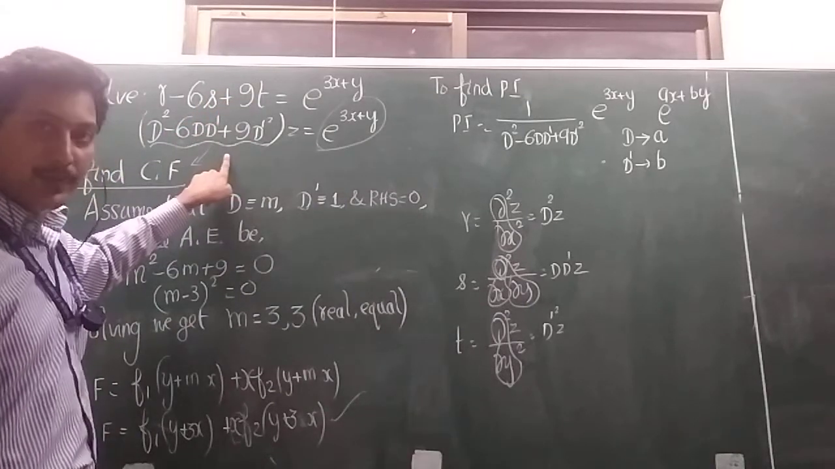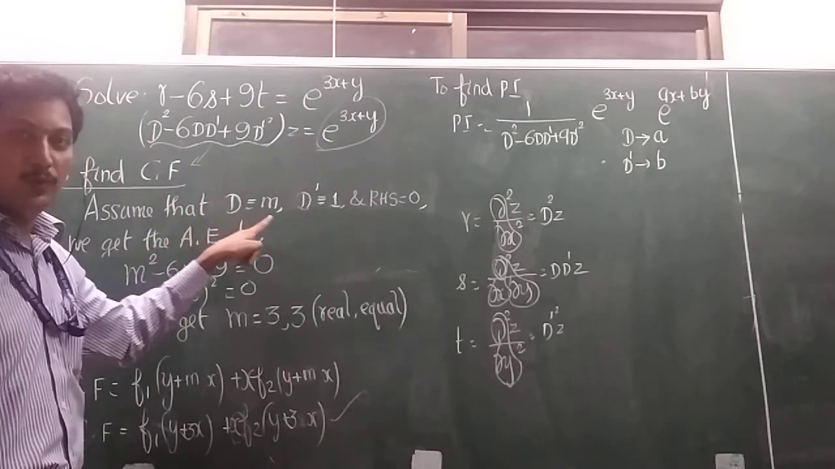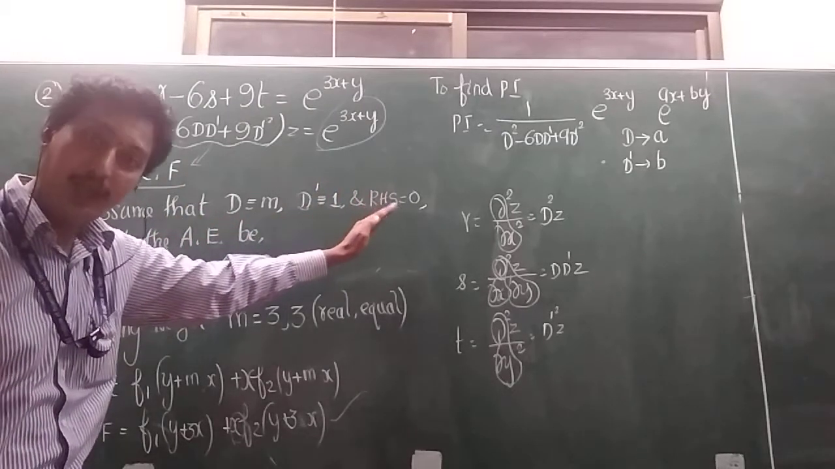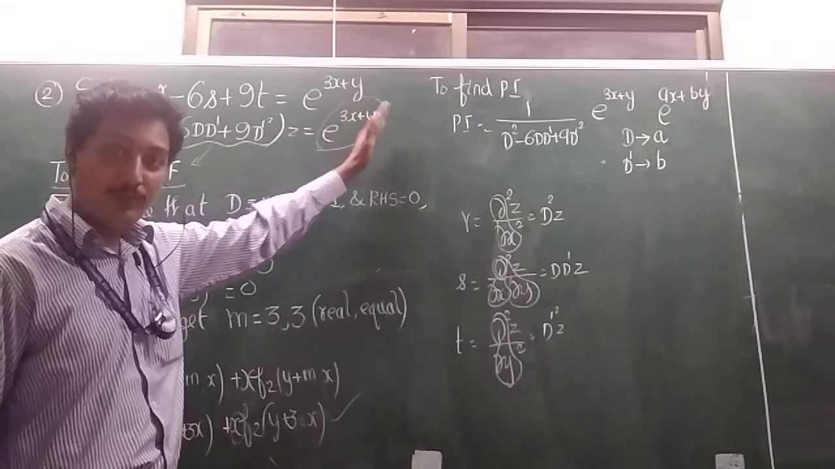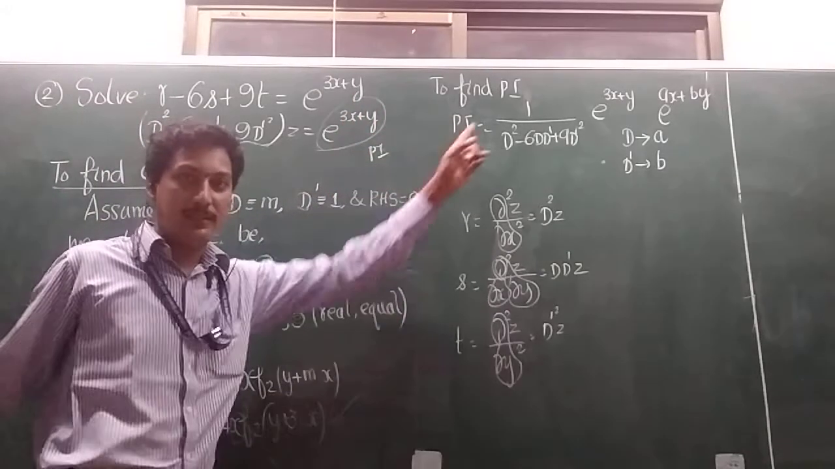So let us get the complementary function from the left hand side by replacing D equal to m, D' equal to 1, and assuming the right hand side 0. Why? Because this time on the right hand side we have some non-zero term. This will generate the PI, the particular integral. Let us see that separately.